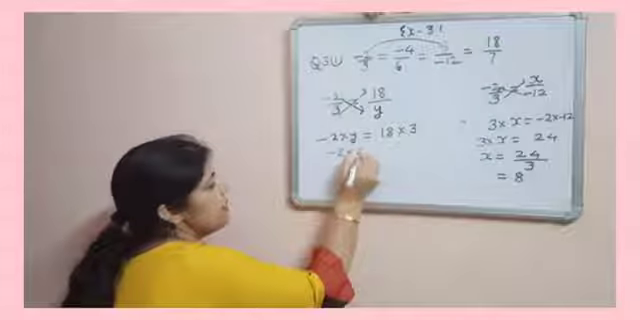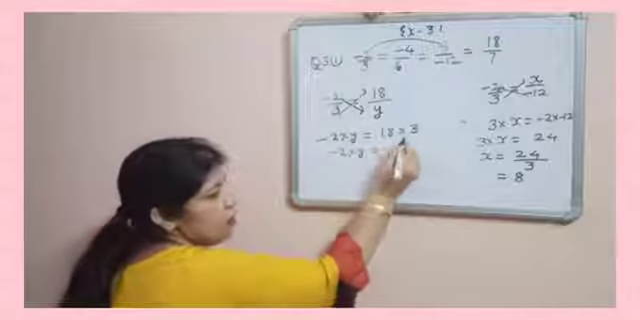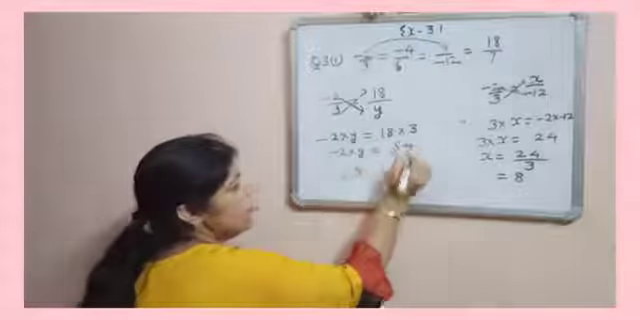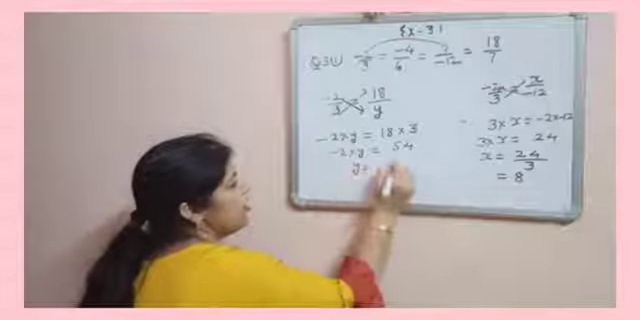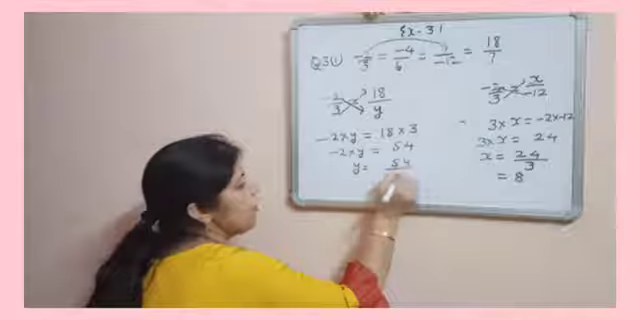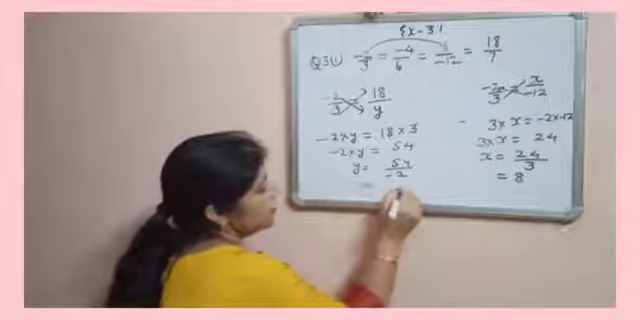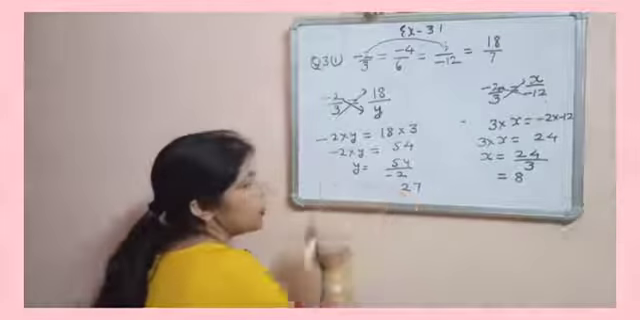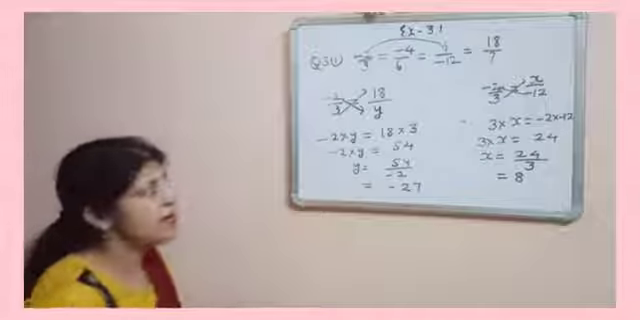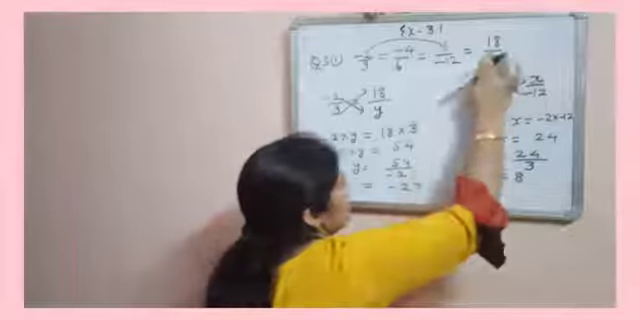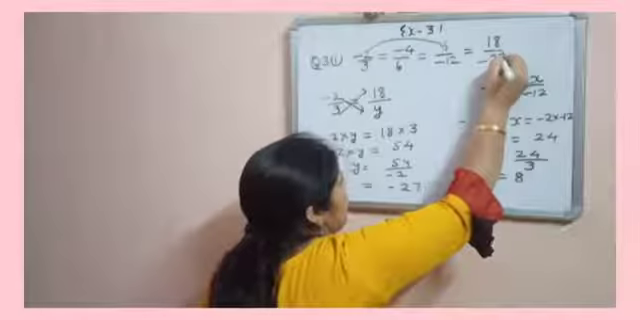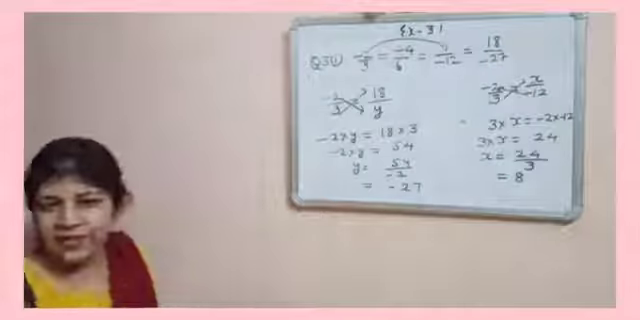When you multiply 18 into 3, what will you get? 54. Then y will be 54 divided by minus 2. Then you will get minus 27. So in this way, you will get minus 27.